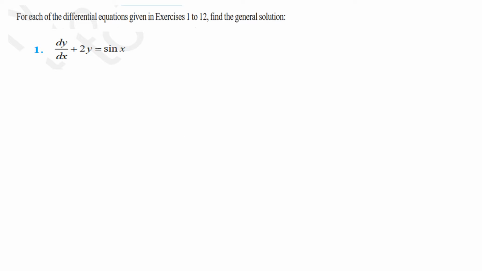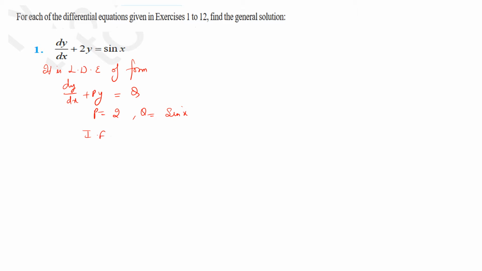Right? So let us start solving exercise 9. The very first question is a very simple question, and clearly you can see that neither is it variable separable, nor is it homogeneous. So clearly it is a linear differential equation. The form you can see is dy by dx plus py is equal to q, where p is 2, which is constant, and q is sin x.